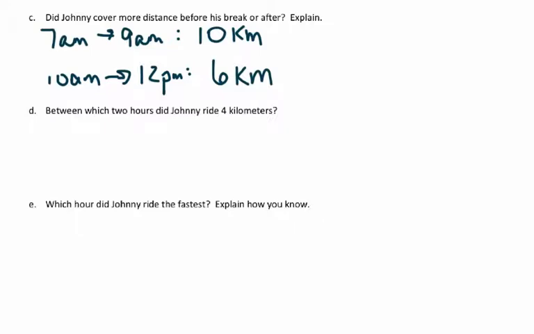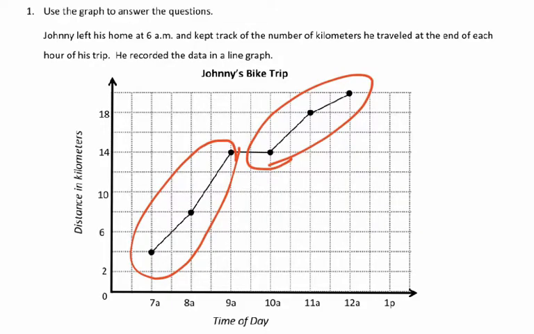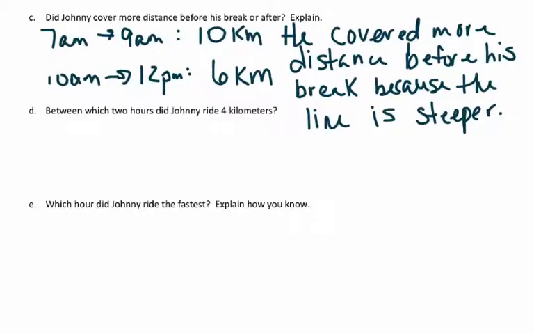and 9 a.m. If they're looking at the graph as well, they can see between 7 a.m. and 9 a.m. that this line is, let me just use yellow, this line is steeper than this line. So they learned in class that if this line is steeper, that it is going to cover more distance. So I wrote, he covered more distance before his break because the line is steeper.